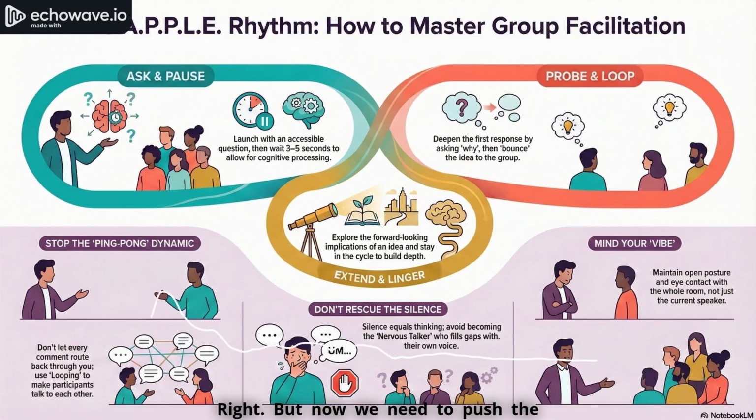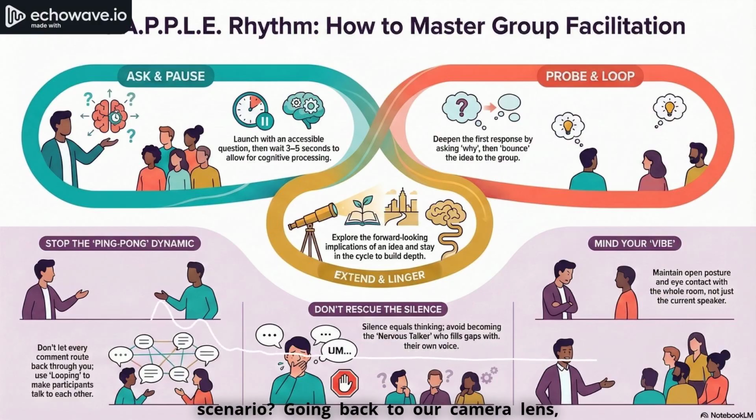Right. But now we need to push the collective group into new territory so the conversation doesn't just stall out again. And that is the extend, the E in A.P.P.L.E. Yes. Extending pushes the boundaries of the current thought, while probing looks backward at the rationale, why someone thinks a certain way. Extending looks forward at the implications. So it asks, where does this idea lead? Exactly. You're challenging the room with follow-ups like, if that is true, what are the implications for our project? Or how would this apply in a completely different scenario?